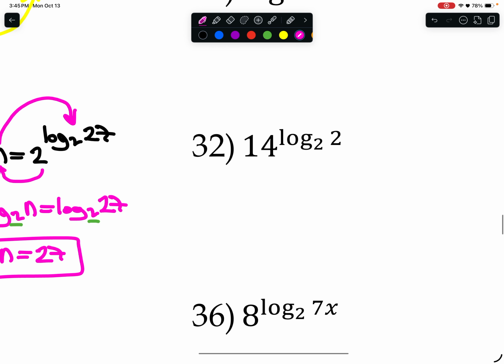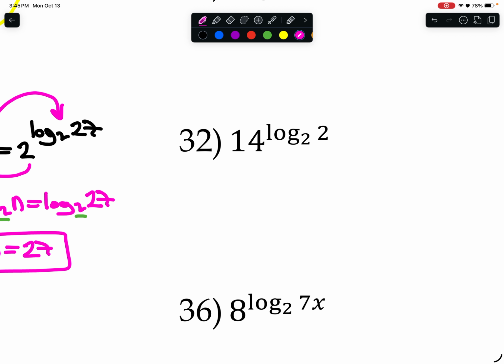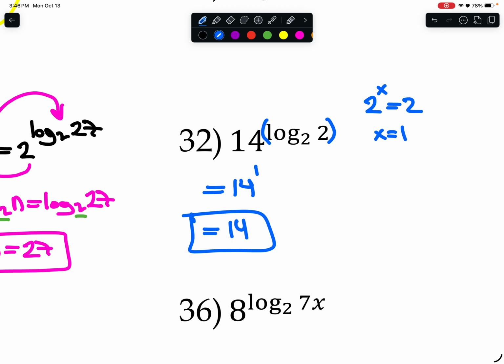All right, and then looking at 32. So now we have 14 raised to the log base 2 of 2. Well, if your log base and the argument are the same, this is essentially asking 2 to what power gives me 2? Well, that's just an x value of 1. So anytime you have a log base and the argument with the same value, that's just going to simplify to 1. So we have 14 to the first power, which is just 14. So we didn't even have to do circle of life on that one, which is nice.